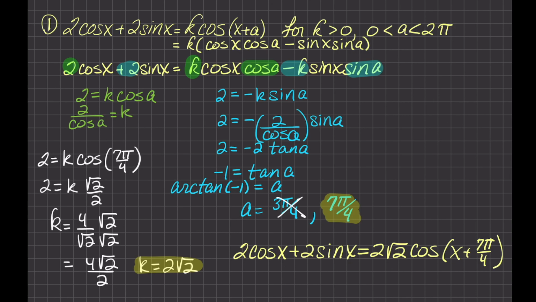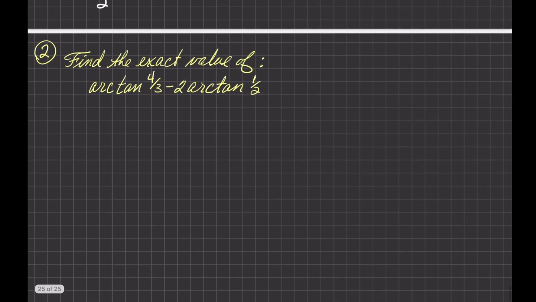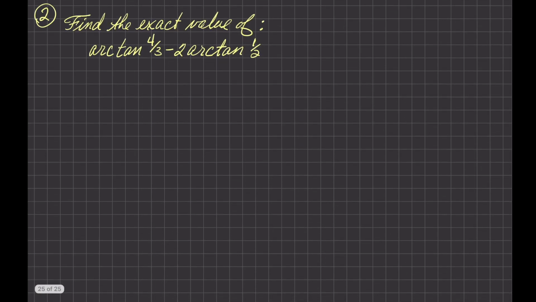Excellent. Now, let's go on to the second example, where we have the request of finding the exact value of arctan of 4/3 minus 2 times arctan of 1/2, without any additional information given, and you're not allowed to use a calculator. We want an exact value, not a rounded off value that we're getting from our calculator. Okay. How are we going to approach that? What is this equal to without using a calculator?